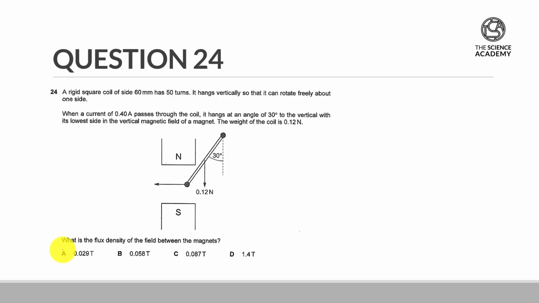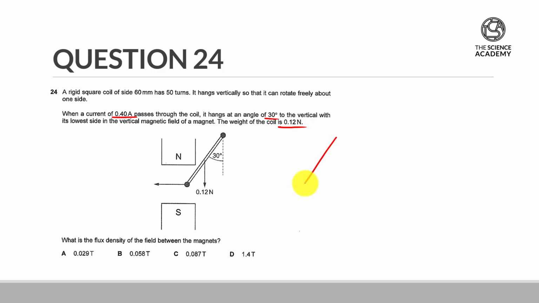In this particular question, we are told that we have a rigid square coil of side 60 mm and 50 turns. It hangs vertically so that it can rotate freely about one side, and when a current of 0.4 amperes passes through the coil, it hangs at an angle of 30 degrees to the vertical, with its lower side in the vertical magnetic field of the magnet. The weight of the coil is 0.12 newtons.